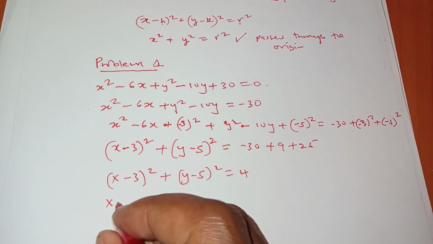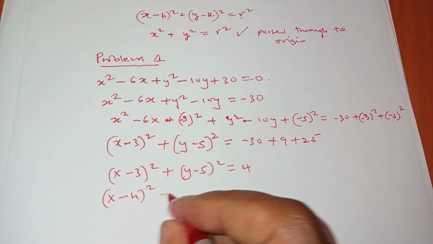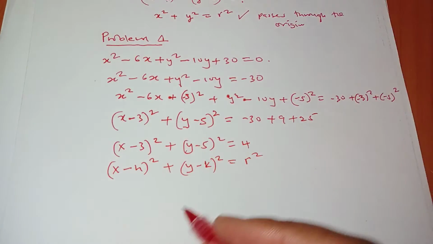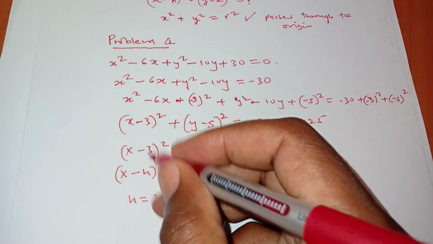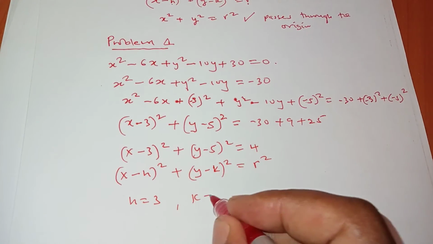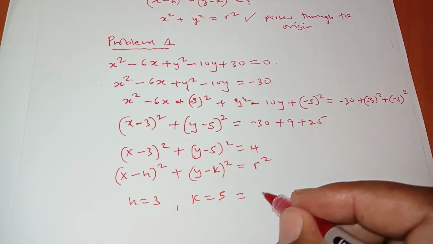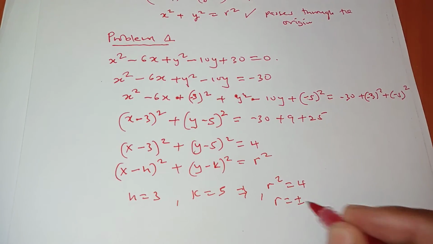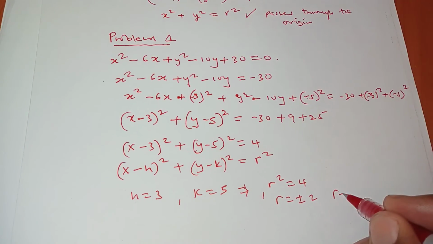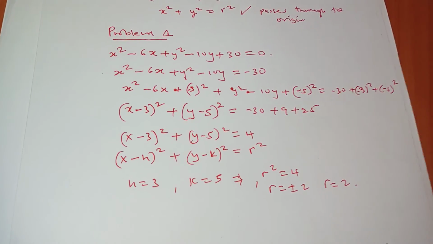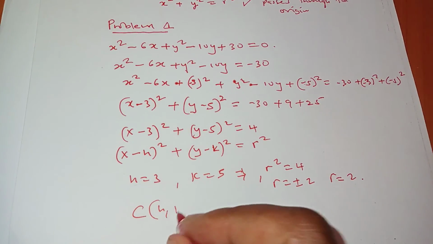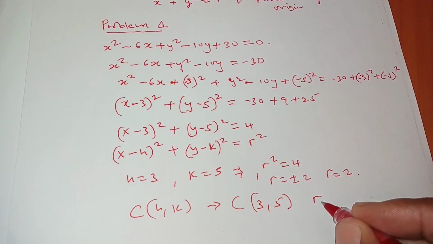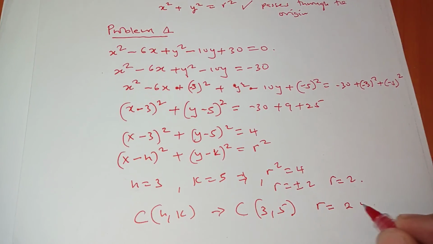Now we can compare this with the standard equation of a circle which has this shape here. When you compare, you'll notice that h is equal to 3 from here, and k is equal to 5 from here, and now we have radius squared as 4, so r is plus or minus 2, but the radius can't be negative, so r is 2. The question was asking to find the center. The center is in the form (h, k), which is (3, 5), and the radius of that circle is 2 units.